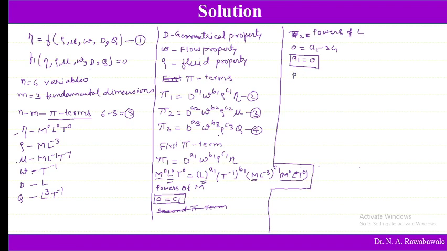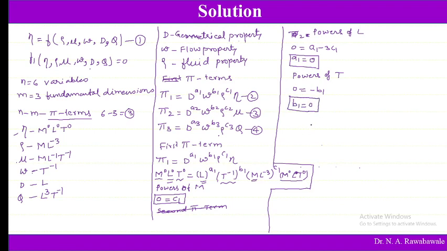Then we take powers of T. The power of T on the left hand side is 0 here. The power of T is minus B1 on the right hand side, minus B1. Then 0 makes no difference. Therefore B1 is also equal to 0.